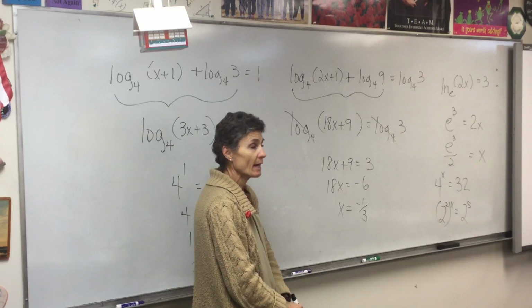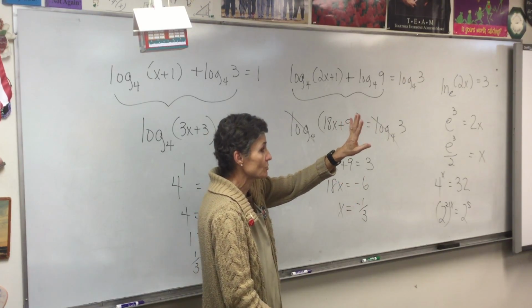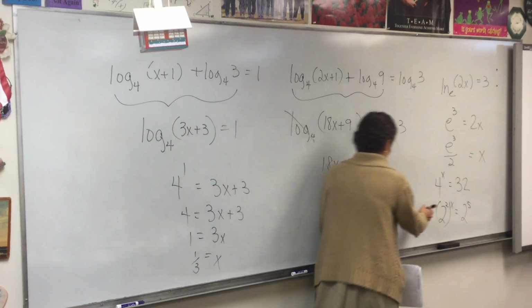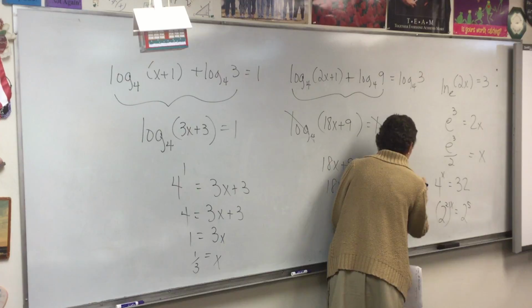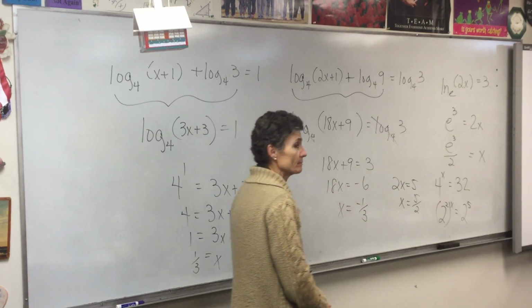I can figure that out by just counting 2 times 2 times 2 times 2 times 2. That makes 32. So 2x equals 5, and x equals 5 over 2. That is exactly right.